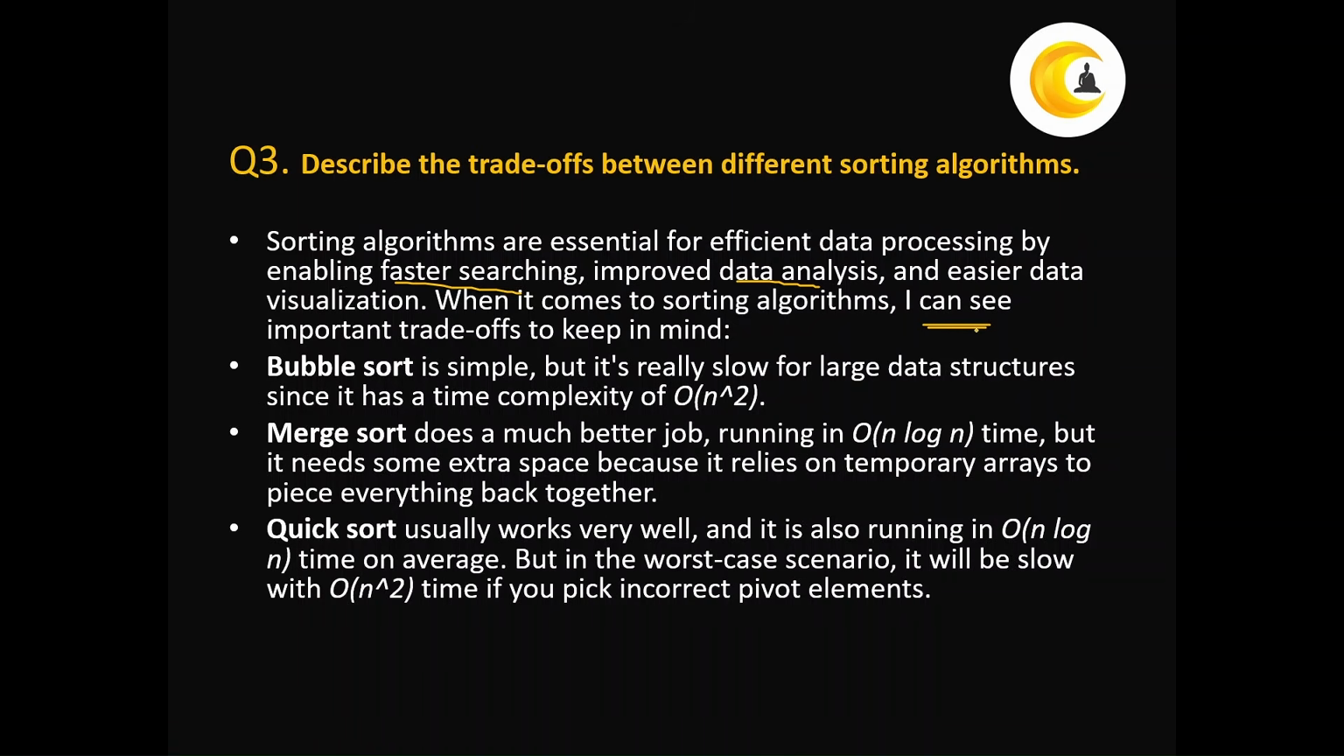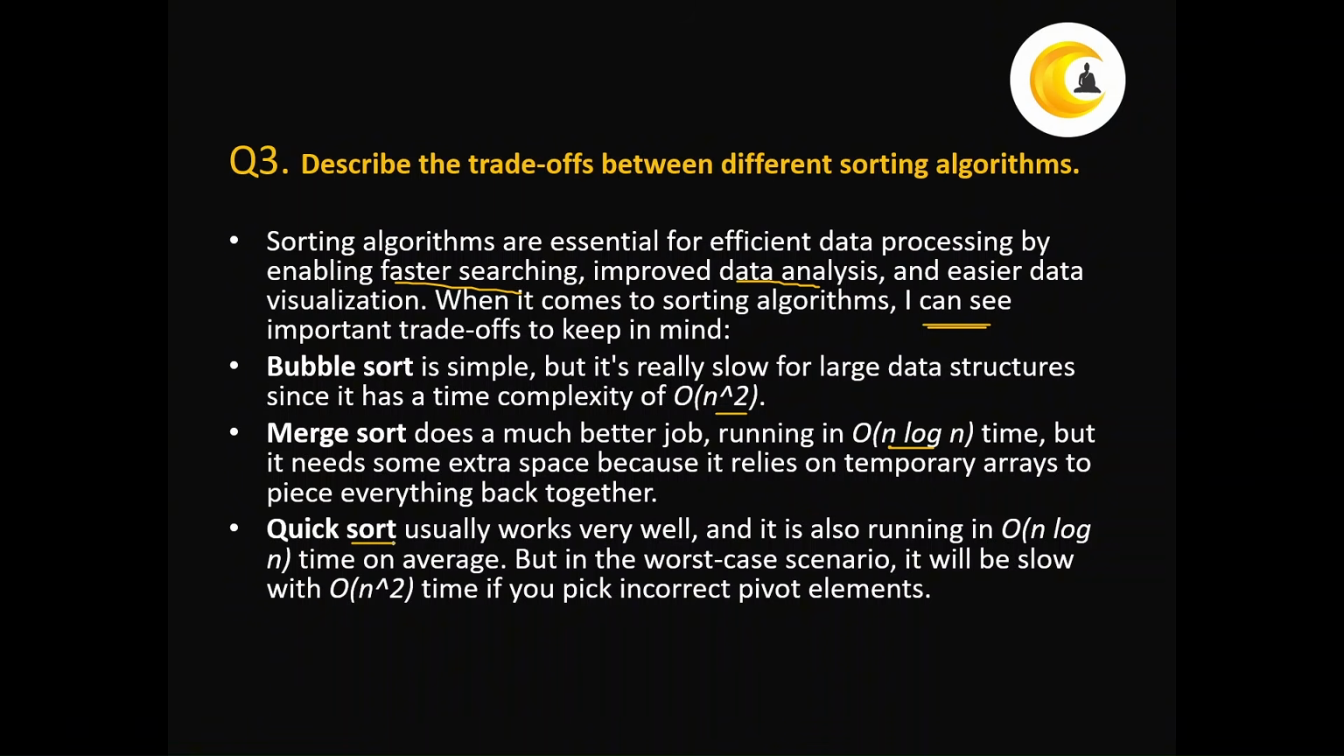The first one is definitely bubble sort. You can say it is simple, but it is really slow. It has a time complexity of n squared. Then there's merge sort, which basically does divide and conquer. It is much better because it runs in n log n, but it needs extra space and time because it relies on temporary arrays to put them back together.